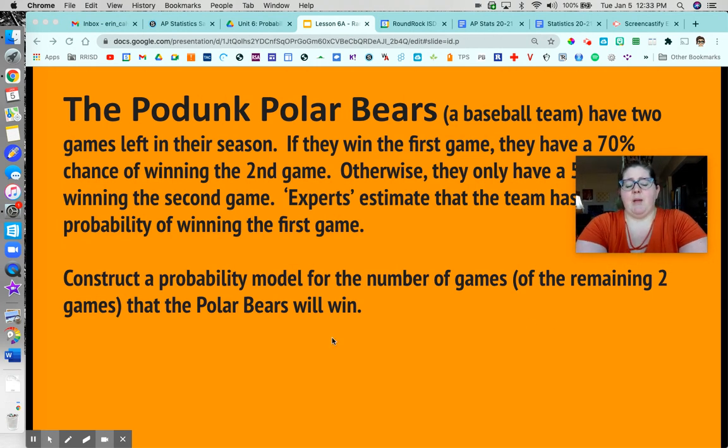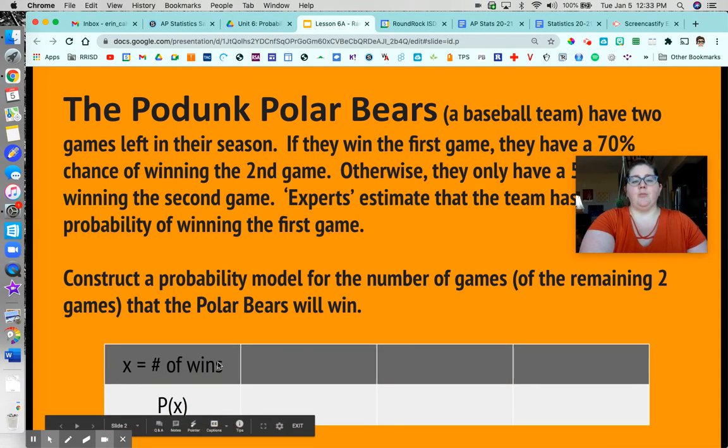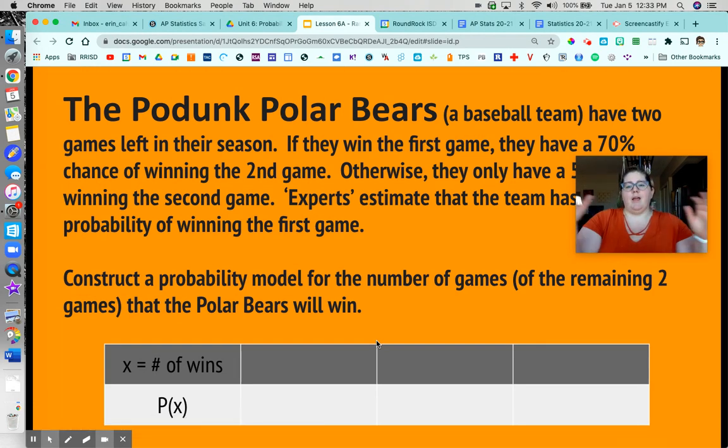So we're going to calculate a probability model for the number of games of the remaining 2 games that they will win. A probability model is basically a table like this one, where I have my numerical variable that I'm dealing with on the top row. That's why we call it a discrete random variable, because there are only specific numerical options. It's not like continuous where it can be anything. And then on the bottom row is the probability of each of those things happening.